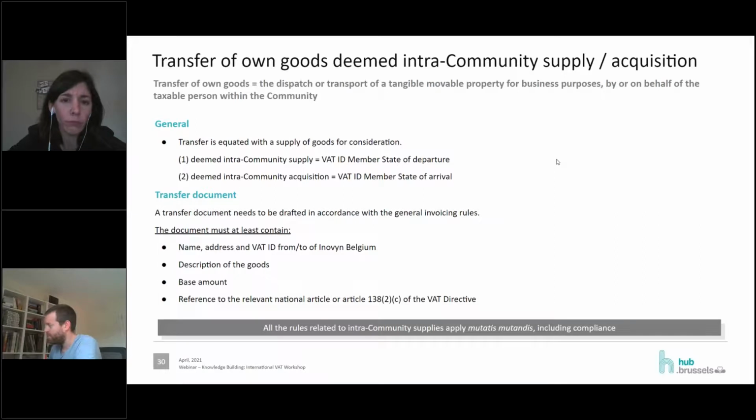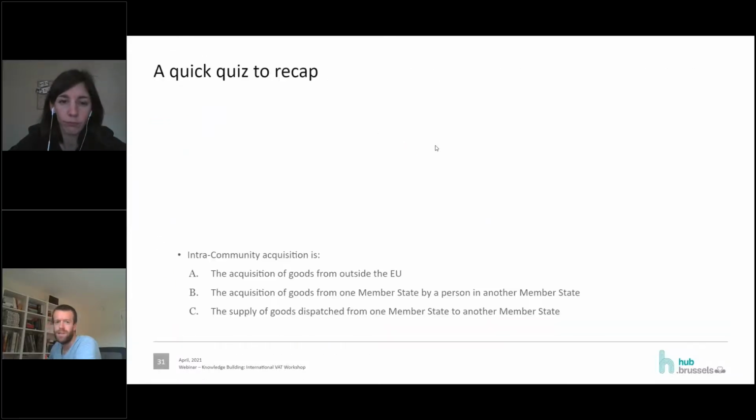Just a couple of words on this. So it's again a barbaric word, transfer of own goods, what we call deemed intracommunity supply acquisition. What is this?